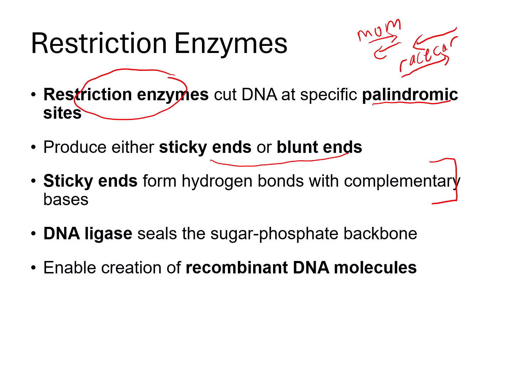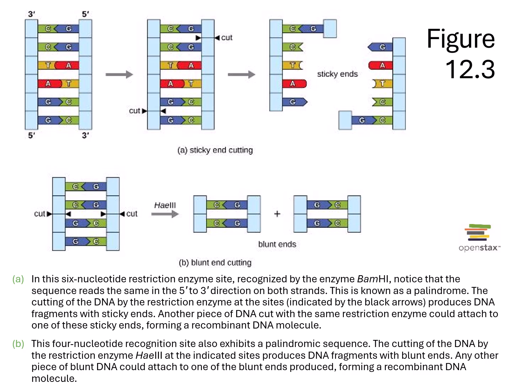After cutting, DNA ligase, we've seen that one before, is used to seal the sugar phosphate backbone, forming a continuous DNA strand. And together, these enzymes allow scientists to create recombinant molecules with precision. And here we can see an example of how restriction enzymes work.